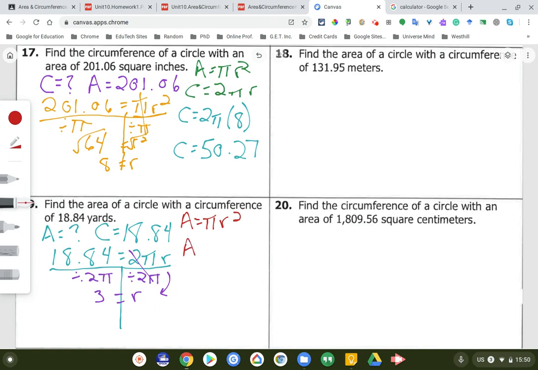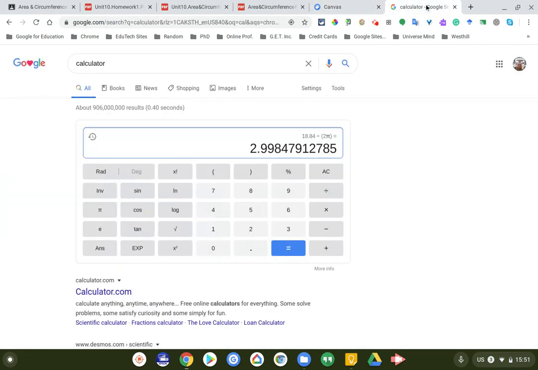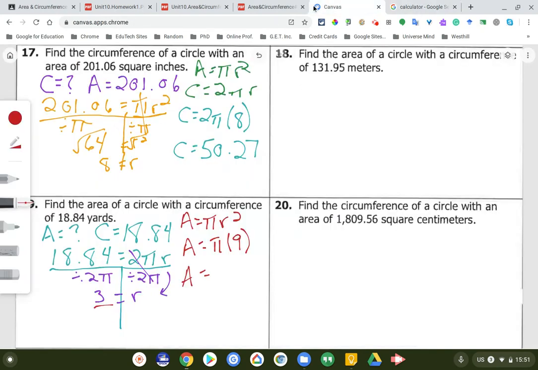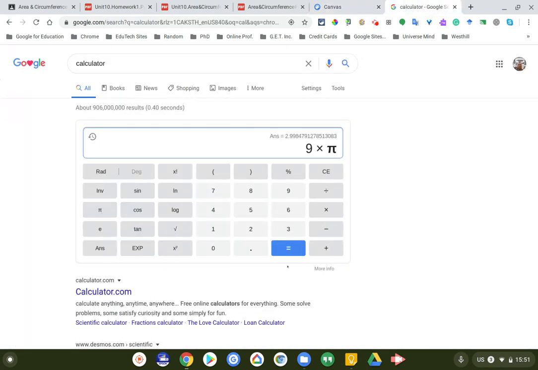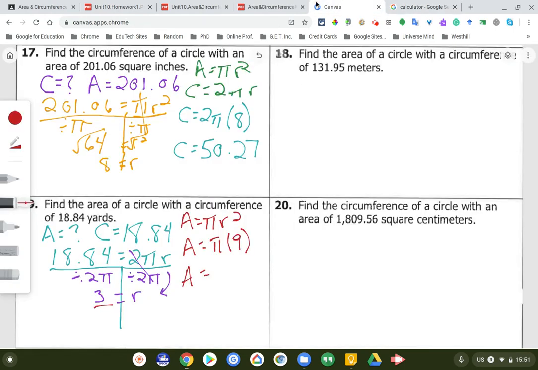So now we figured out r. So area equals pi times, what's r squared? 3 times 3 is just 9. I'm just going to do it out because we don't need to waste that step. Remember, 3 is our radius. So 3 times 3 is 9. So 9 times pi is going to be our answer. All clear. 9 times pi equals 28.27. Okay, so that is what we had to do. I think that's all of them now.